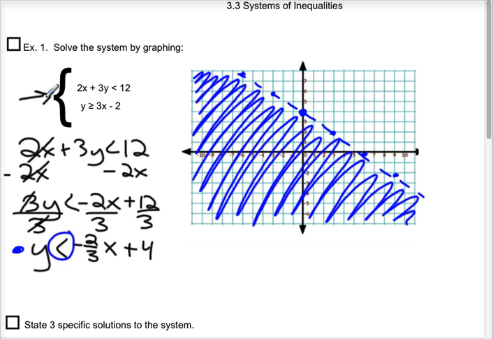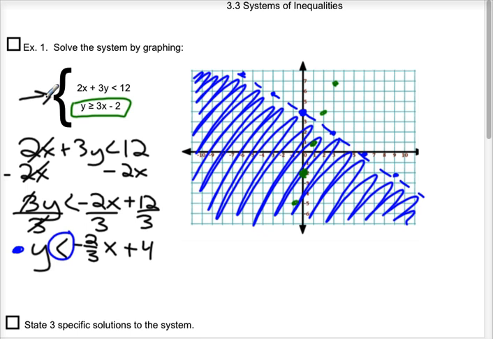Now, I'm also going to graph the second inequality. Now, the nice thing about the second inequality is it's actually already solved for y. So I can actually graph this one right away. So again, start at your y-intercept. So I'm starting at negative 2, slope of 3. So up 3 over 1, up 3 over 1. I can do that in the opposite direction. So there's where my line is going to be.